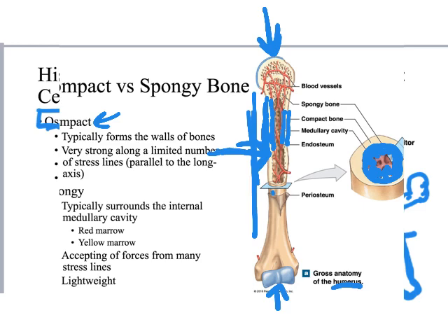Now, that support is not as strong as the support from the compact bone, but it is support in multiple directions. The other benefit of spongy bone is it's lightweight. Because it's not tightly packed but has space in between, that makes it lighter. And this is important. If our bodies were completely composed of compact bone, which would give us maybe more strength, we would be really heavy.